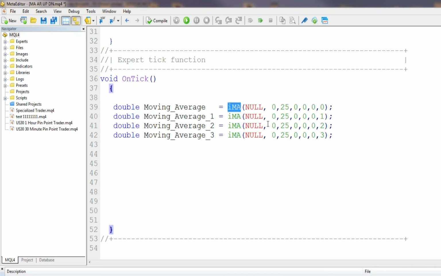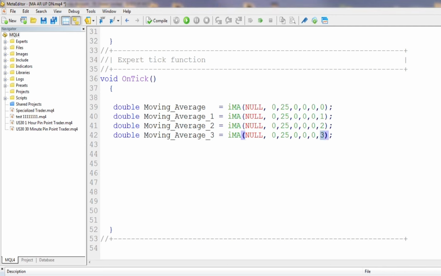And for that, we're going to use something very simple. We're going to use NULL, comma, 0. That's our time frame, which would be just default. 25 for our period. We're going to use 0, 0, 0, 0, and this will be for the current candle. We're going to do the exact same thing three other times, but make sure we do an _1 and put a 1, 2, and 3 here. That means the shift is going to be a shift of 1 candle back, a shift of 2 candles back, and a shift of 3 candles back.